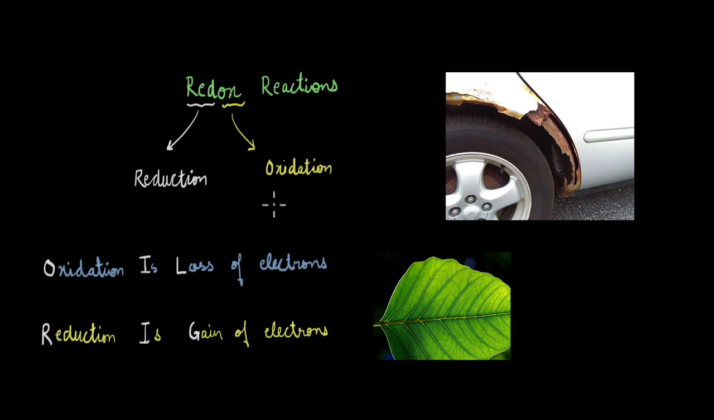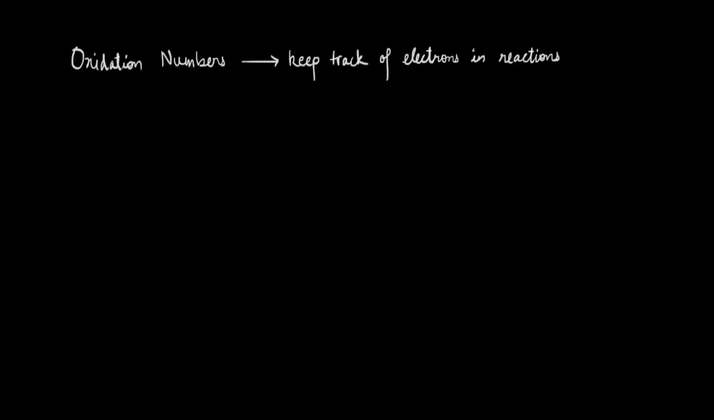So let's take an example and understand this better. As we saw, in a redox reaction, some species undergo oxidation and some species undergo reduction. But then how do we keep track of which species have lost electrons and which species have gained electrons? For that, we use oxidation numbers, which is an idea that we use to keep track of electrons in reactions. There are some rules used to determine the oxidation numbers of chemical species in a reaction. Let's discuss some of them.